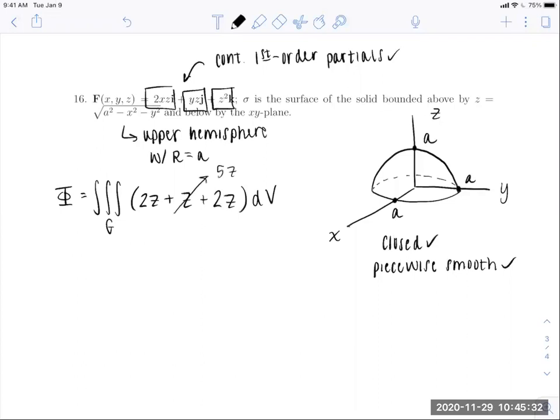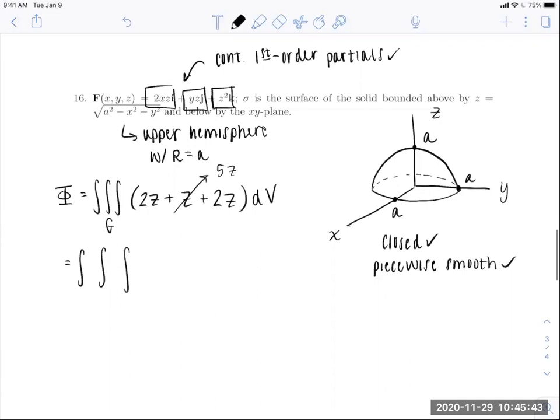And then we also discussed that we want to set up our triple integral in spherical coordinates. So let's go ahead and set that up. I'll come back to my limits of integration here. Instead of 5z, I'm going to write it as 5, and then remember z is rho cosine phi.